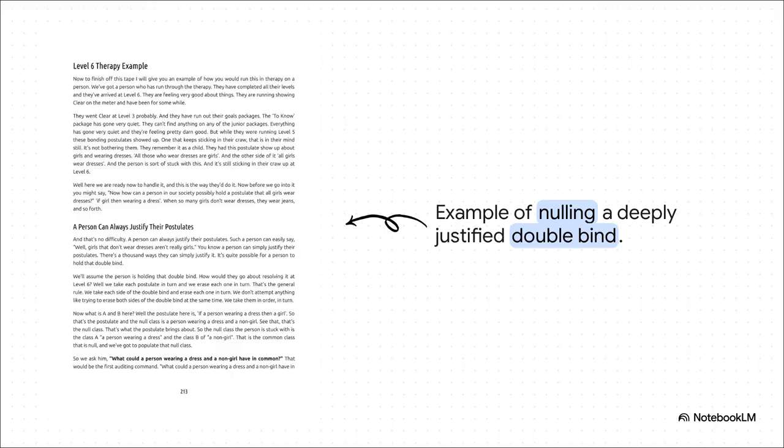Imagine someone stuck with a seemingly absurd double bind from childhood. If a person is wearing a dress, then they're a girl, while simultaneously holding the idea that all girls wear dresses. Now, even if it totally conflicts with reality, a person can always internally justify their own postulates. By defining a person wearing a dress as Class A and a non-girl as Class B, you simply ask, what could a person wearing a dress and a non-girl have in common? The subject struggles a bit, creates answers, fills the class, and then you reverse it to empty the class. This purely logical method, piece by piece, dismantles even the most deeply justified, mass-generating conflicts you can imagine.